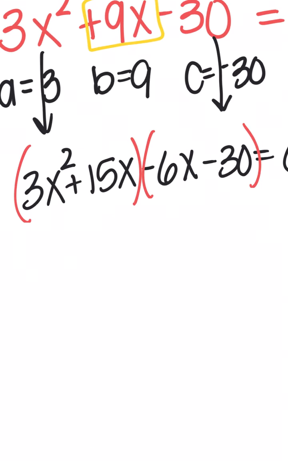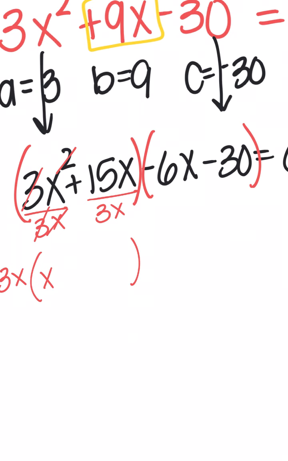Okay, so between a 3x squared and a 15x, I can take out a 3 and an x. So that's going to go here. When I take that out, I'm left with a 3 divided by 3 is just 1. I had 2 x's, I'm taking 1 out, so that's just an x left, plus 15 divided by 3 is 5. I had an x, but I'm taking it out.